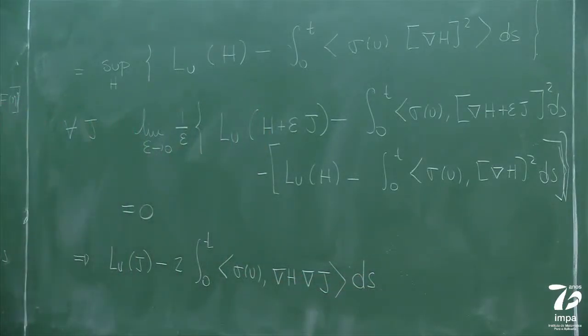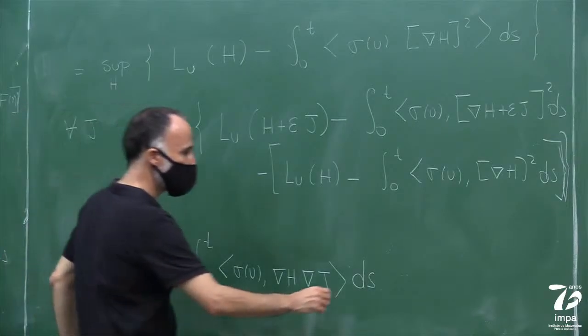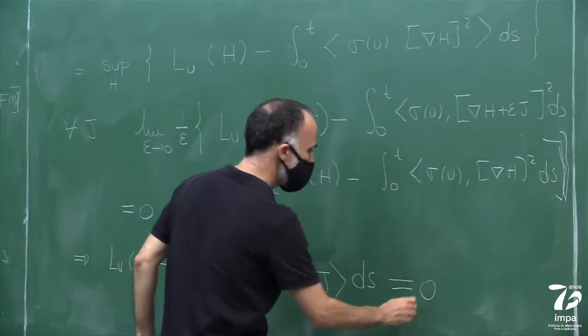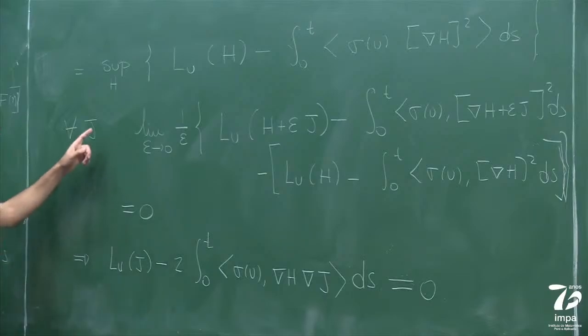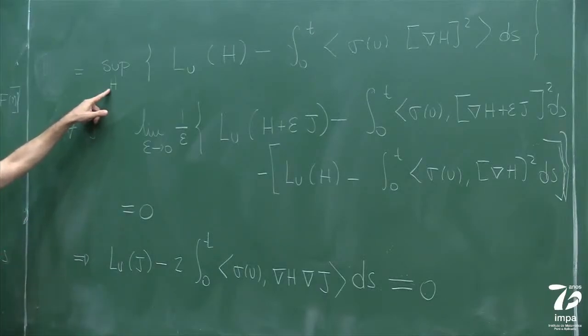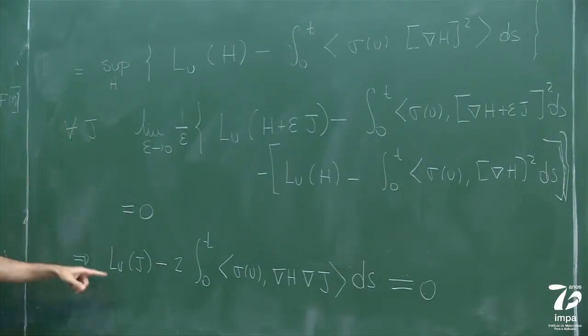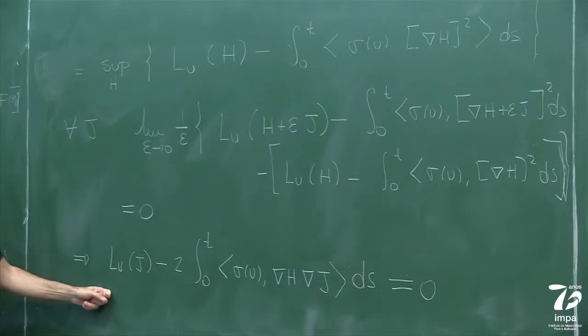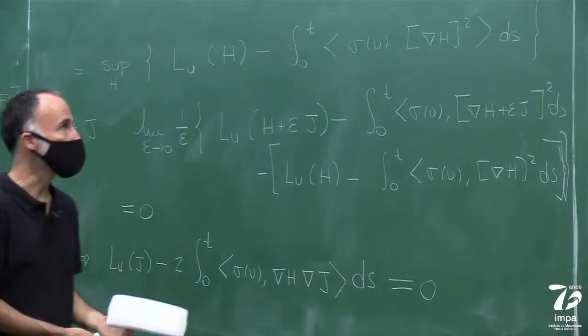Okay? So this is the derivative. This is this limit. This limit has to be equal to 0. So what we get is that if h maximizes this supremum, then it has to satisfy this equation. Okay? And what is this equation?